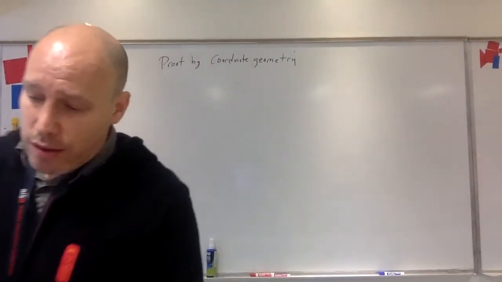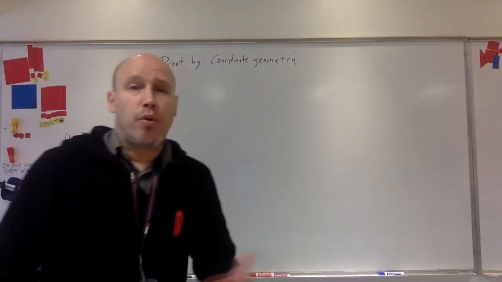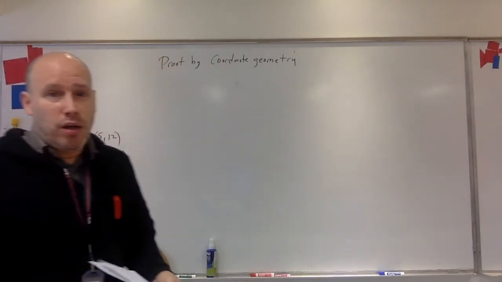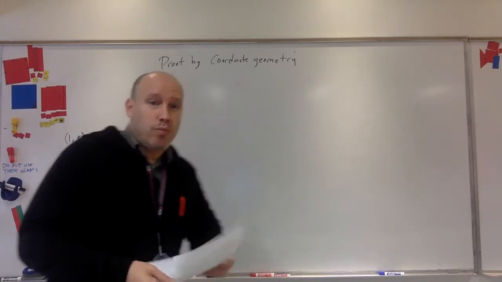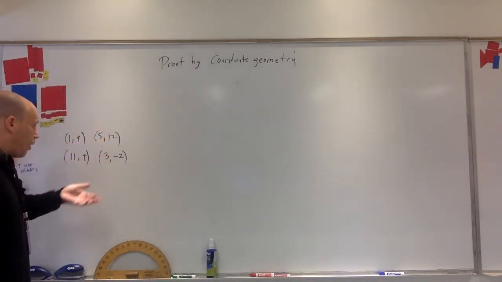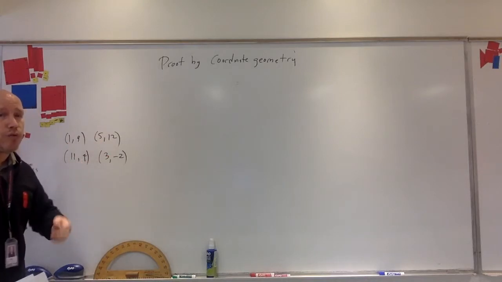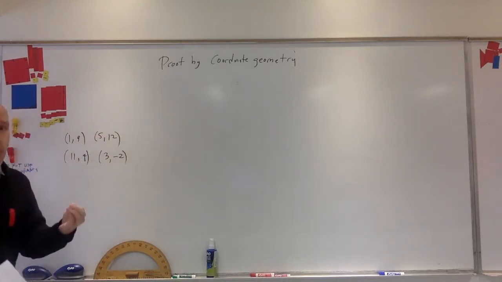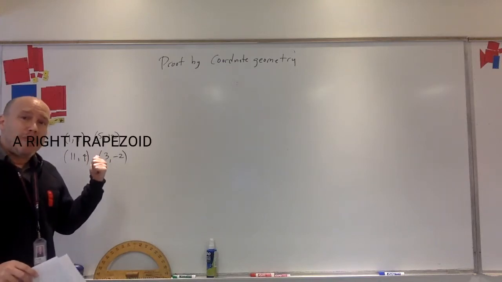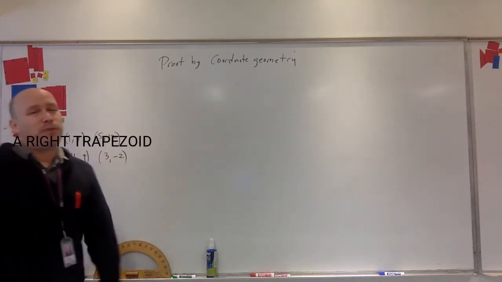Okay, so we're going to start the last unit of quadrilaterals. It's called proving things using coordinate geometry. The idea is we have the 4 points of a quadrilateral, and we're going to determine exactly what type of quadrilateral it is. I'm going to ask you to prove that this quadrilateral is an isosceles trapezoid.